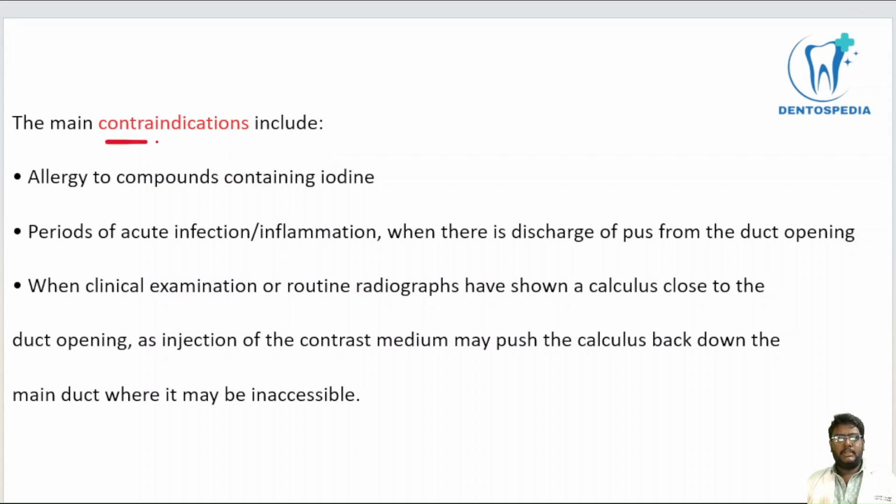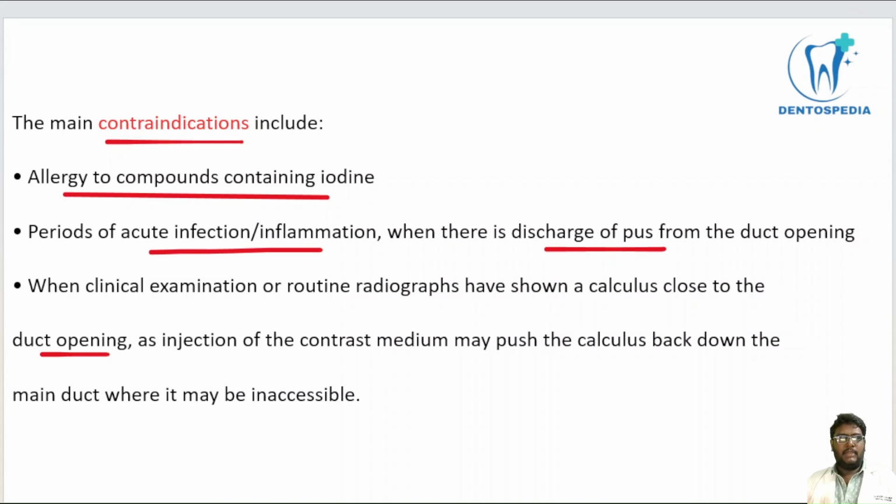And coming to the main contraindications, where should we not use sialography? If the patient has any allergy to compounds containing iodine, in those patients we have to be very careful and not use sialography. Okay. And also any previous infections or inflammation of the salivary glands, or any discharge from the salivary glands, we might not use this technique in those cases for diagnosing. And also, if the calculus is present close to the ductal opening, if we use this technique, we are complicating the case. We have explained it, right?